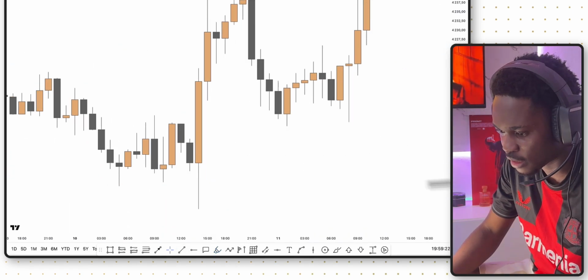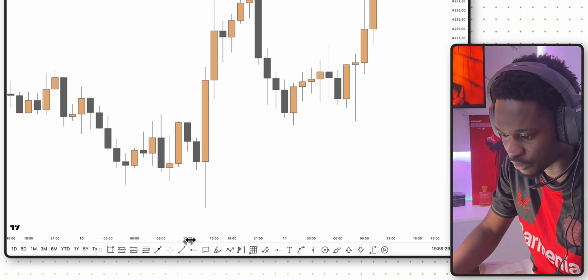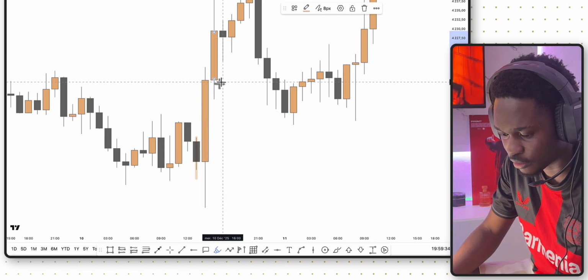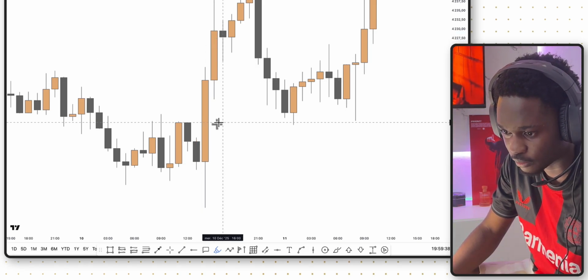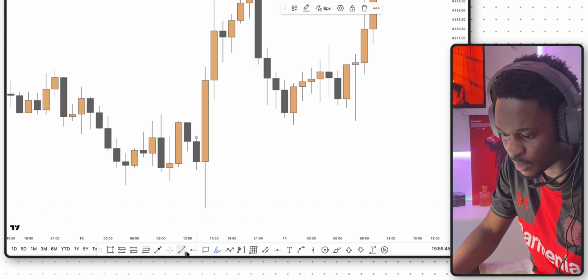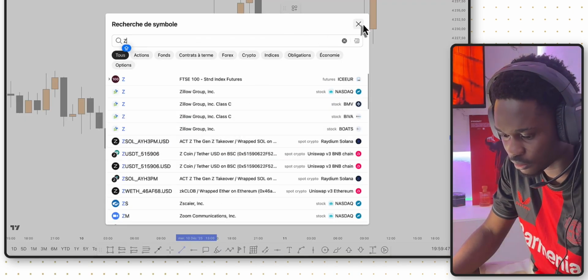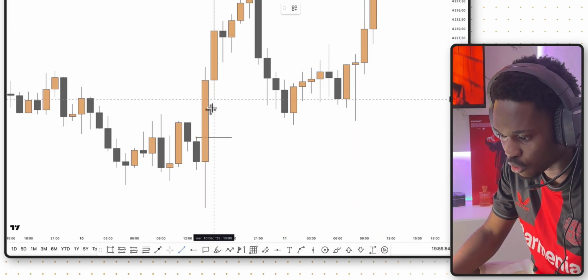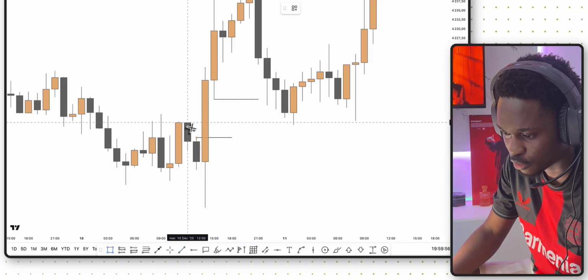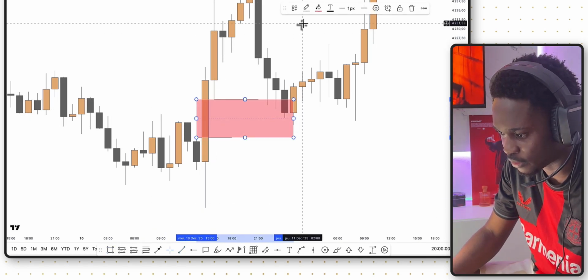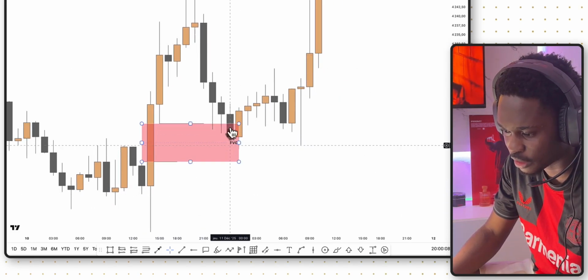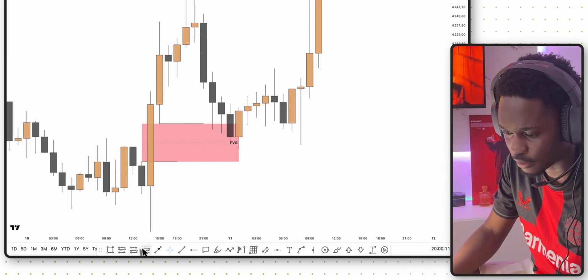Okay, here we have nice imbalance, nice fair value gap. What did we see? We have 1, 2, 3 candles. It doesn't necessarily need to be the same color. Okay, I'll mark the high of the first candle and the low of the third candle. Then use rectangle to mark the fair value gap. You see, what did we see here? The market pull back and mitigate the fair value gap, then reverse to the upside like this.